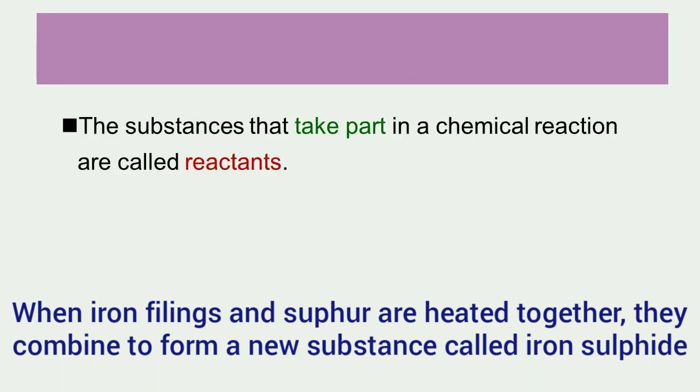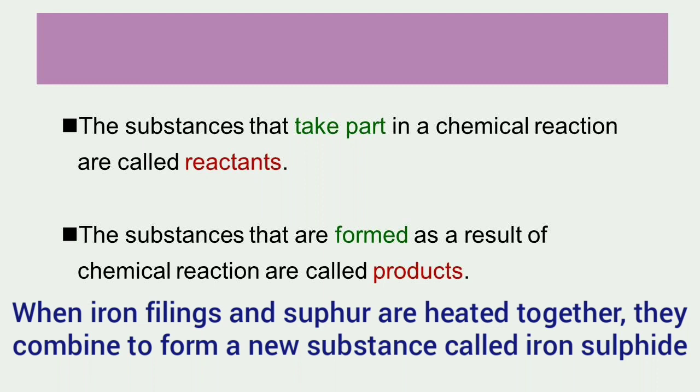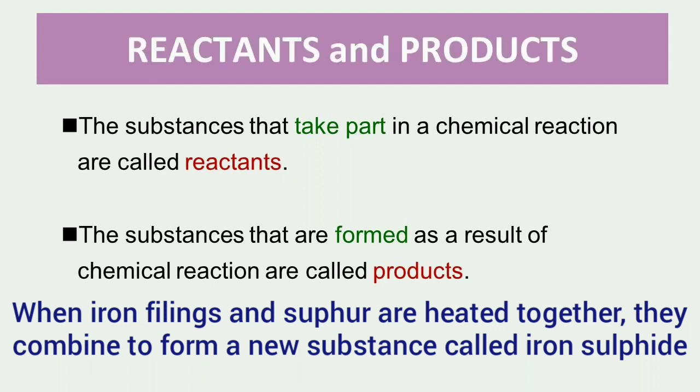The substances that take part in a chemical reaction are known as reactants. Here, iron filings and sulfur take part in a chemical reaction, so they are called reactants. The new substances that are formed in a chemical reaction are known as products. Here, iron sulfide is a product.